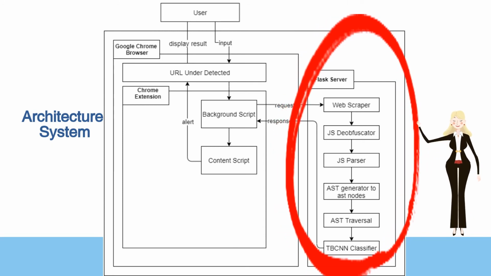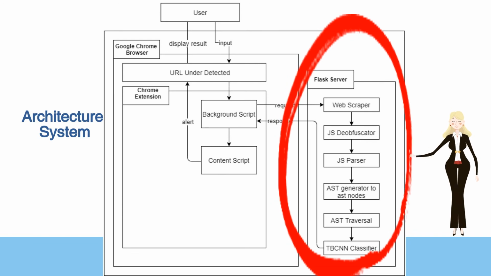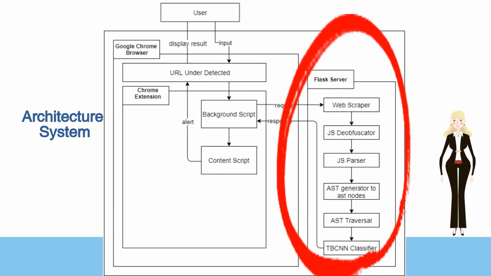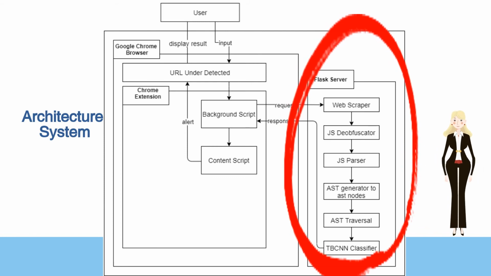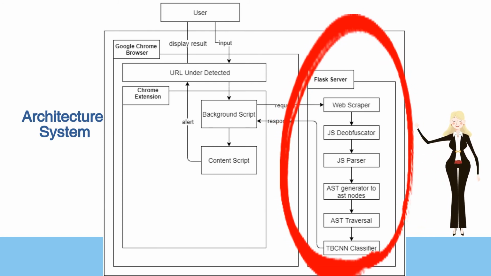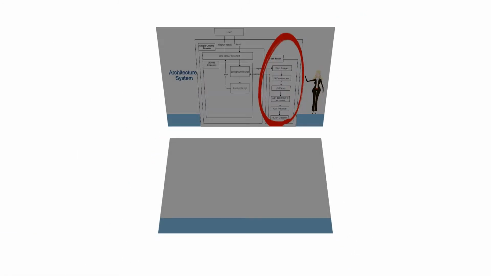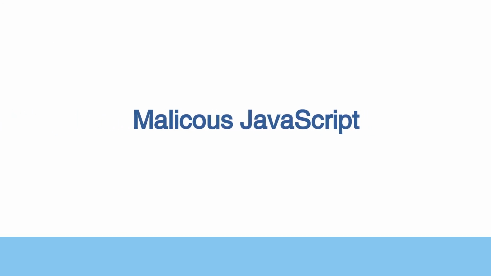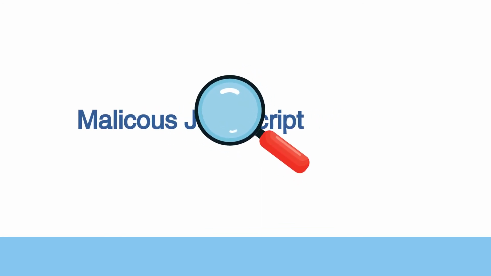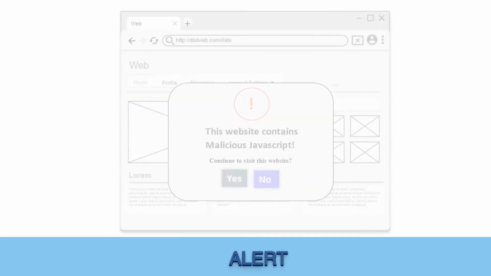Then, it uses WebDriver to obtain the JavaScript code from the URL and goes through the steps of deobfuscation, parsing, generating the tree, and nodes traversal, and obtains a decision whether it contains malicious JavaScript or not. If the website contains malicious JavaScript, the extension will provide notification via alerts such as the following.